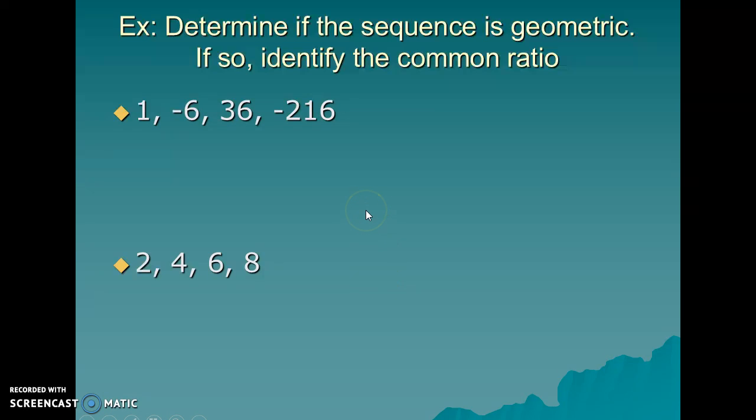Determine if the sequence is geometric. If it is, identify the common ratio. The first one, yes it is. Negative 6 divided by 1 is negative 6. 36 divided by negative 6 is negative 6. 216 divided by 36 is negative 6.